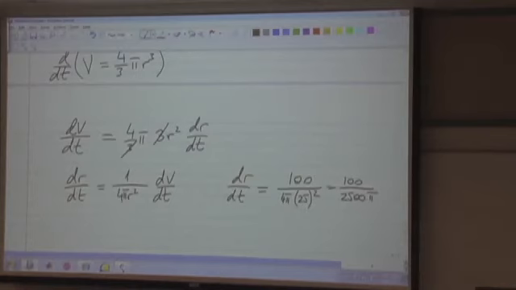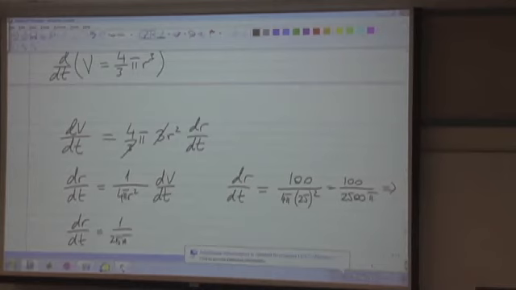And since this is a problem from the homework, from the examples, dr over dt is equal to, I guess they left it that way, 1 over 25 pi centimeters per second.